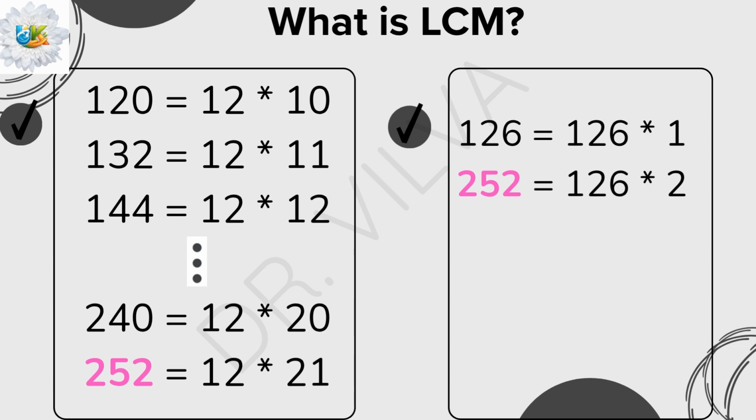When you compare these two lists, 252 is the smallest or least number that appears in both. That is what least common multiple truly means. When you multiply 12 and 126 by various integers, 252 is the first time the results match. I hope that makes more sense now.